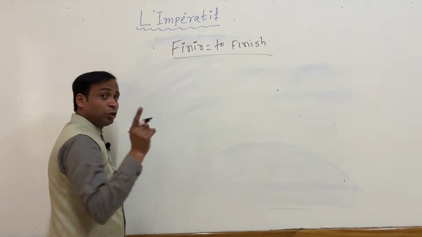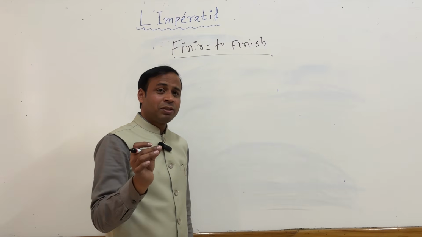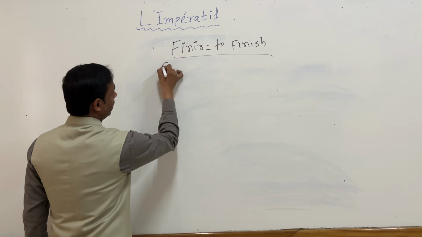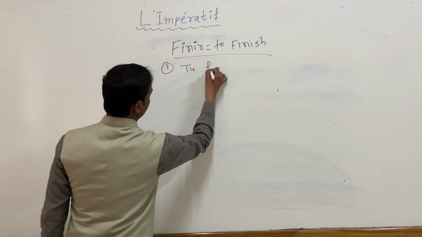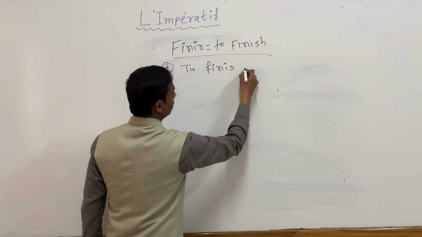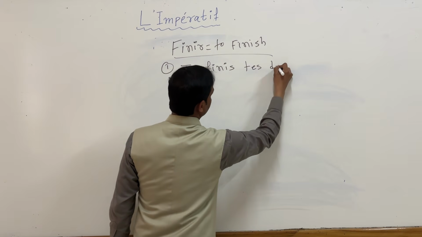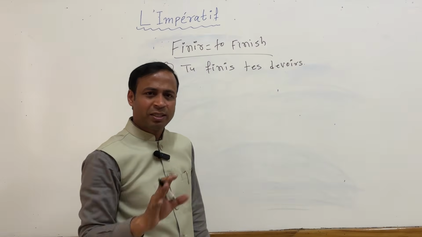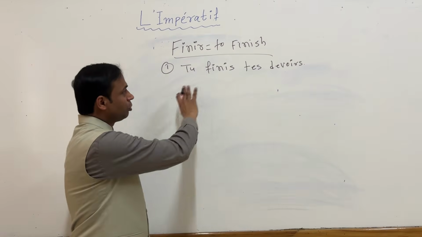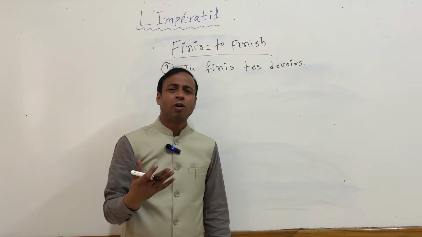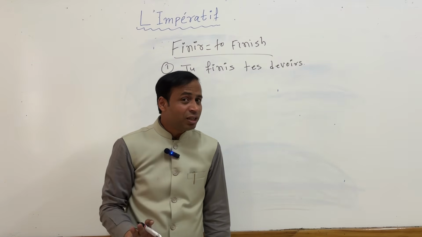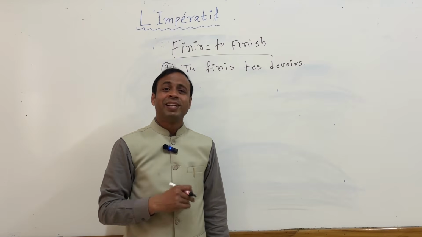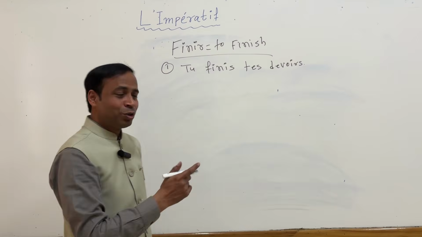You remember, to form imperative verbs you need the tu form, nous form and vous form. So let's take one example: "Tu finis tes devoirs." This is present tense. This is not imperative. You finish, or you are finishing, your homework. This is not an instruction, not an order. If you have to say "finish your homework", then it is an order, an instruction. So this is the tu form.